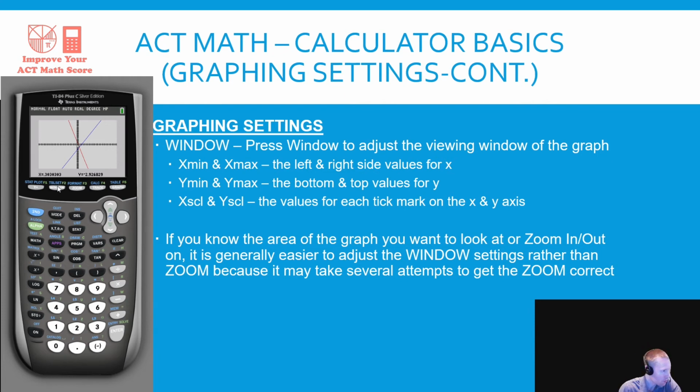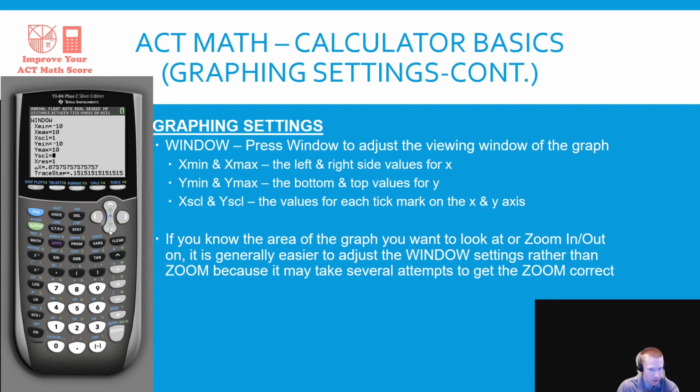Okay, so first, just to send this back to the standard, I'm going to go to zoom and then 6 ZStandard to redraw my graph of my two lines. Okay, so now that I have that on the screen, I hit window and notice that I've got, again, x min -10, x max +10, and x scale, or x SCL, is 1. That's basically how much the value is between each tick mark that you see on the axis. And then the y min and y max are -10 to +10. The y scale, or y SCL, is also 1.